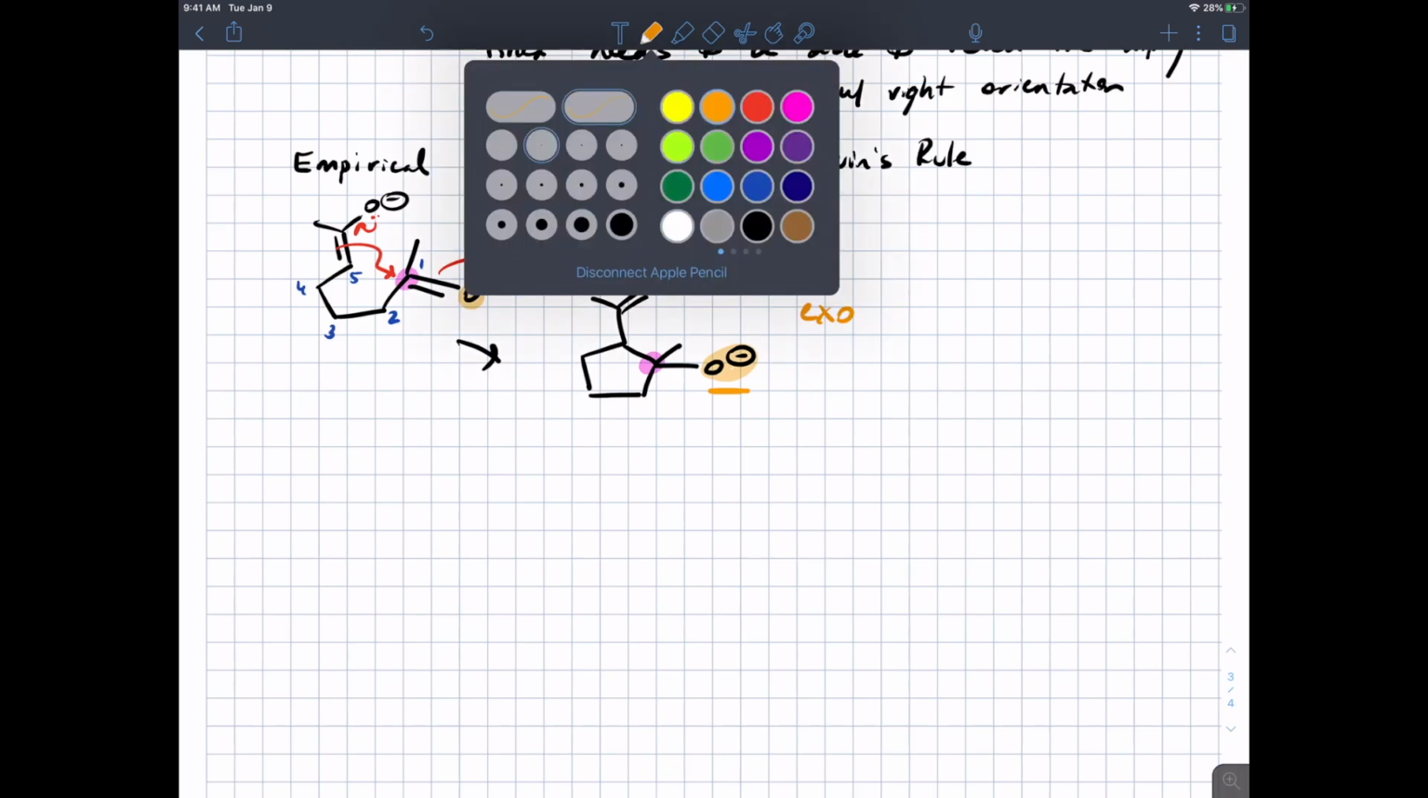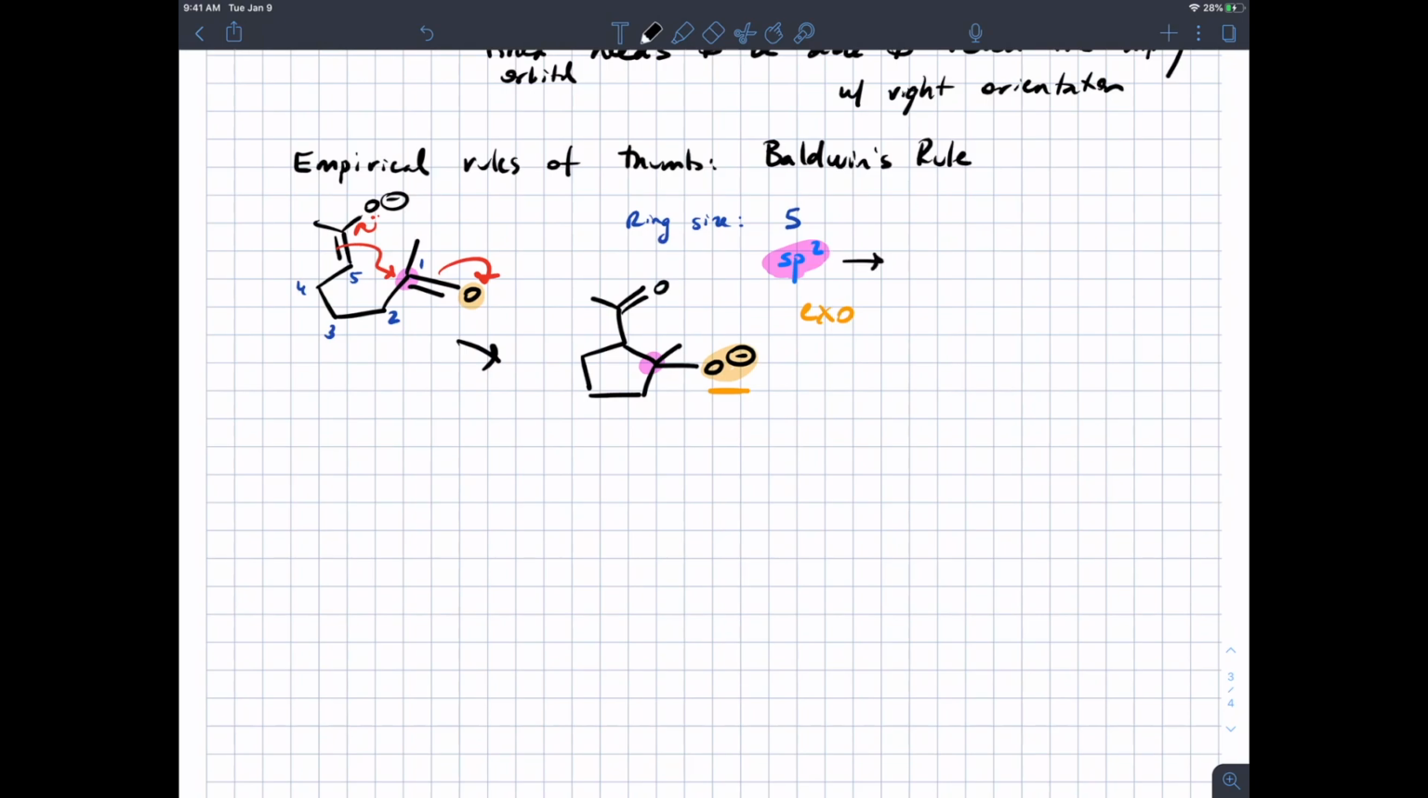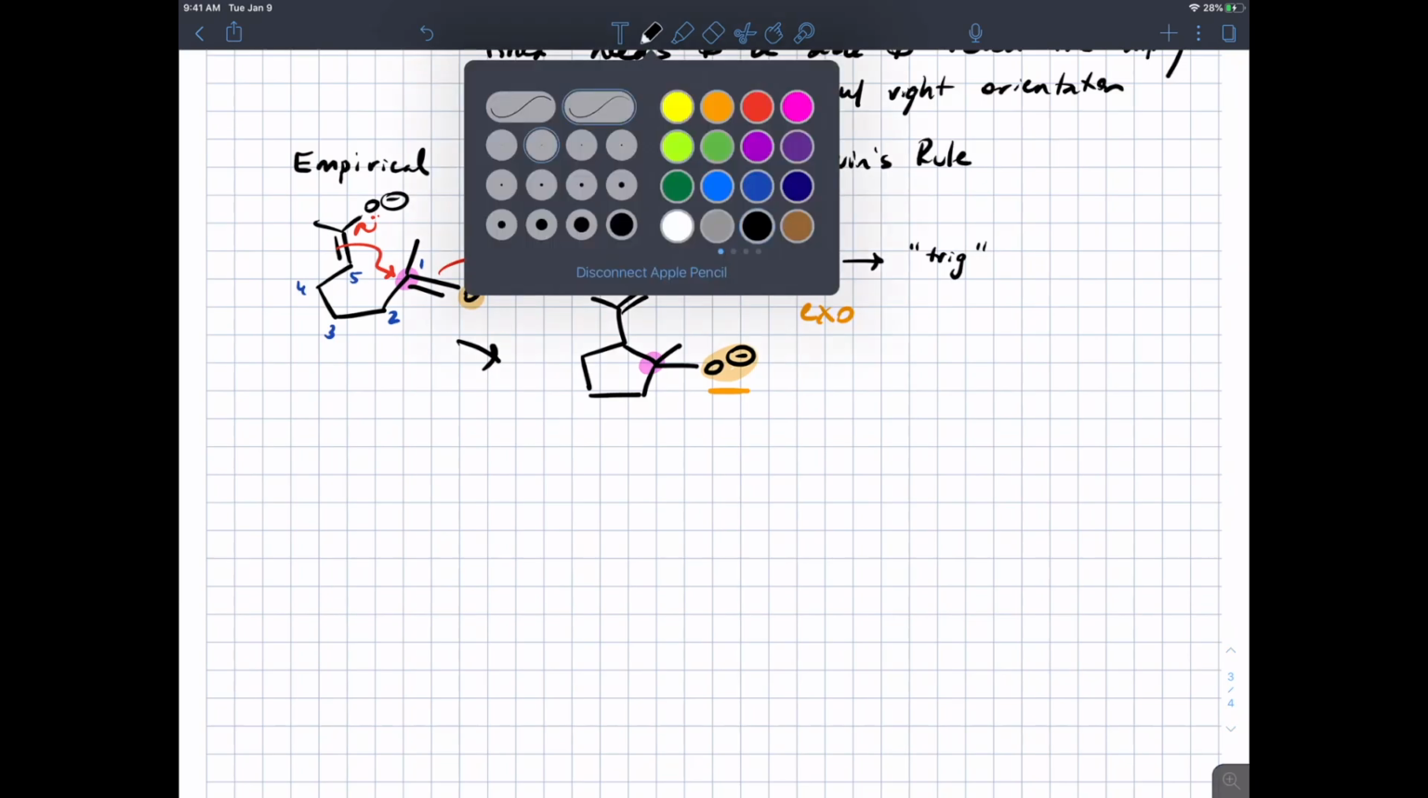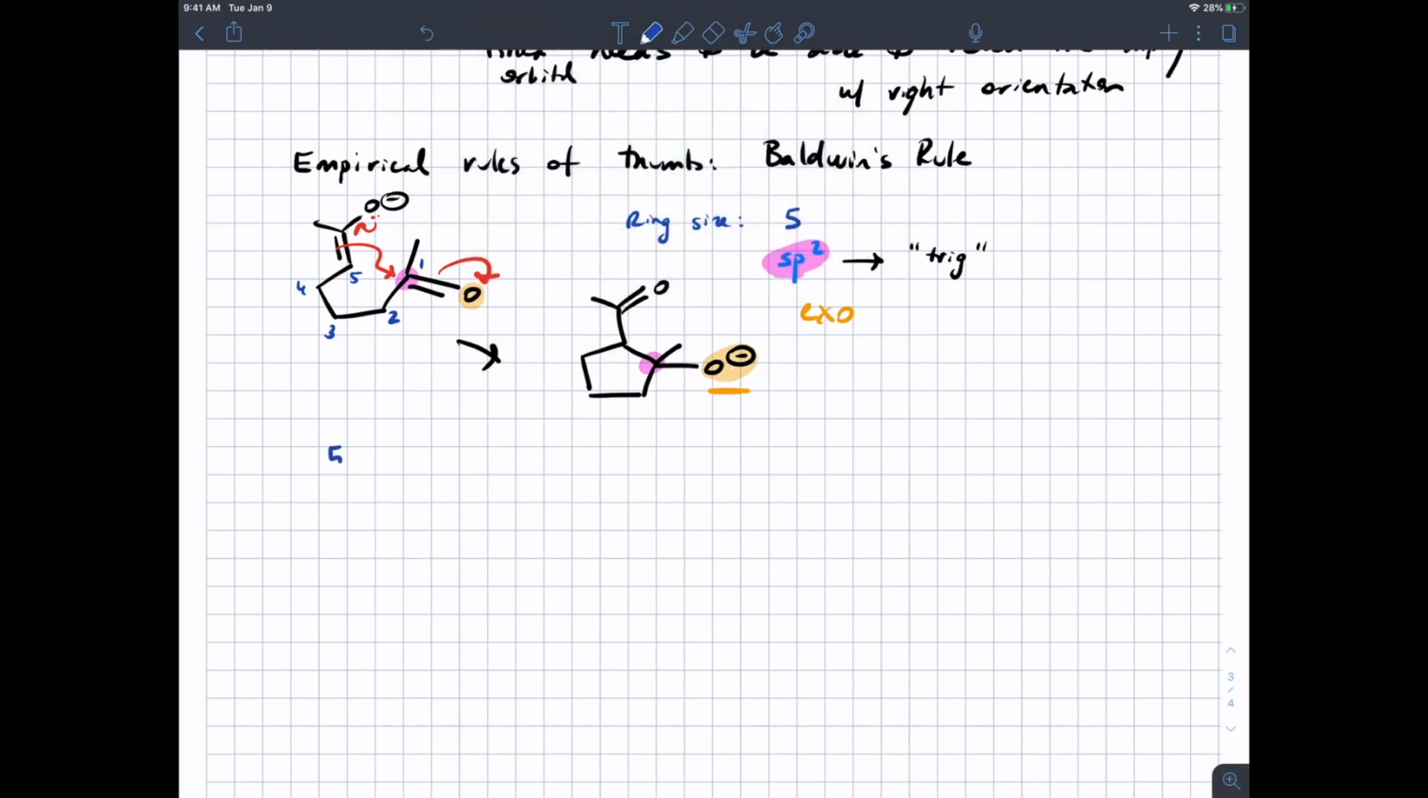And to make things more confusing, if the atom that was attacked is sp2, we're going to use the word trig. And so we're going to call this a 5-exo-trig cyclization. I think I pretty well murdered that. So what questions do you want to ask?